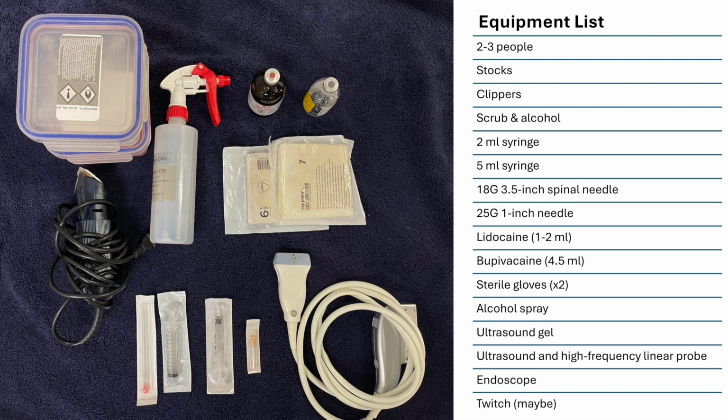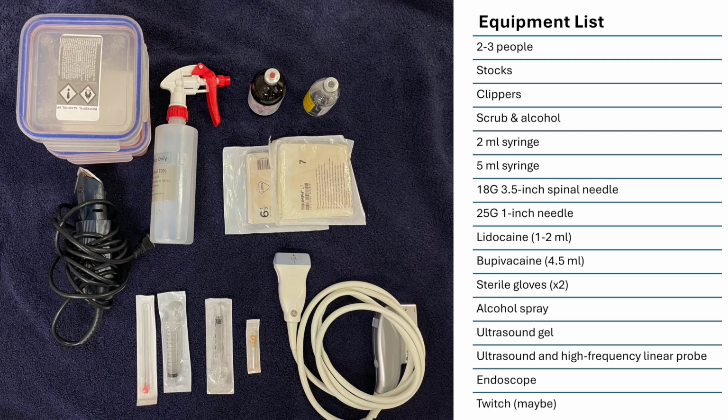To perform the block, you will need 2 to 3 people, 1 to hold the horse and 1 to perform the ultrasound and the injection. A third person can make the process easier. You will need clippers, scrub, and alcohol to prepare the site, an ultrasound with a high-frequency linear probe, alcohol spray, ultrasound gel, sterile gloves, and a sterile probe sleeve.